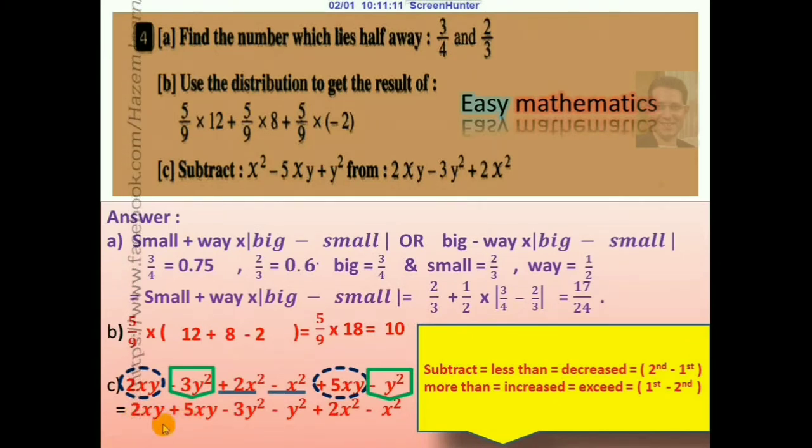2 plus 5, it will be equal 7xy. Negative 3 minus 1, it will be negative 4y power 2. 2 minus 1, it will be 1x power 2, like that. This is the right answer.